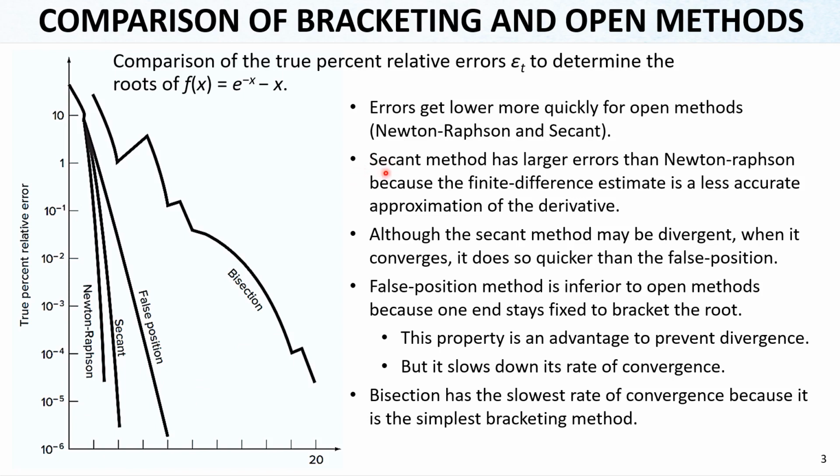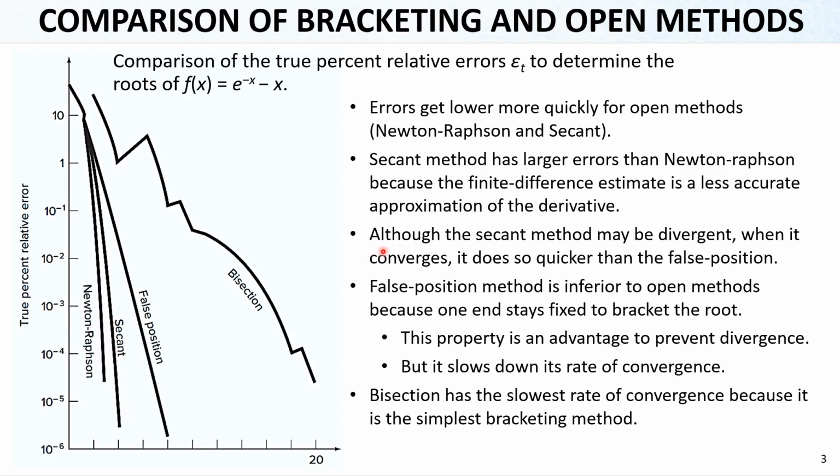Second, the secant method has larger errors than Newton-Raphson. So if we compare the open methods, secant has a slightly larger error than Newton-Raphson, as you can see. That's because of the finite difference estimate of the derivative, while we are using a real derivative value for Newton-Raphson, so that's why it's very accurate. But in secant, we have an estimate for it. That's why it can be less accurate, as you can see. But still, it's very good actually. It's very near. And this difference is just the derivative estimation difference.